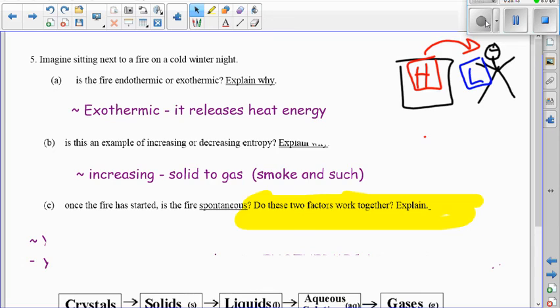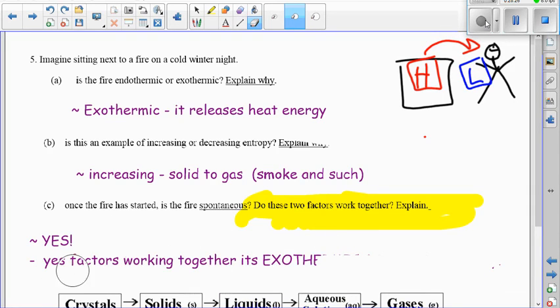The reason why this is spontaneous: this is exothermic and an increase in entropy. When you have something that's exothermic and an increase, it's basically guaranteed to be spontaneous because nature loves both those things. So these work together because it's exothermic and an increase. Okay?